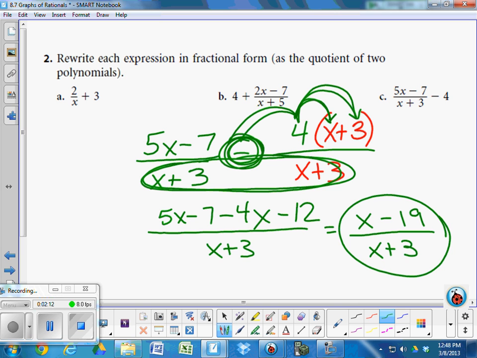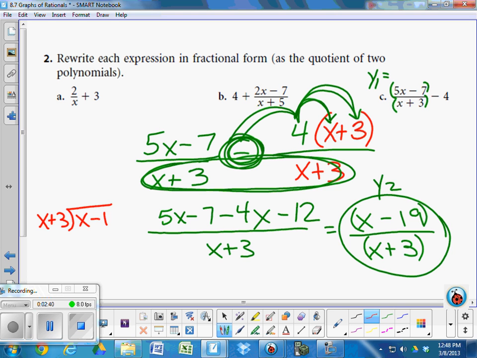Oh, no, it doesn't. You can check your work two ways. You can graph the original in y1. Make sure you put top and bottom in parentheses there. And graph your answer in y2. Make sure you use parentheses there and there. And make sure they produce the same graph. Another way you can check your work is to take your answer and do long division with it.